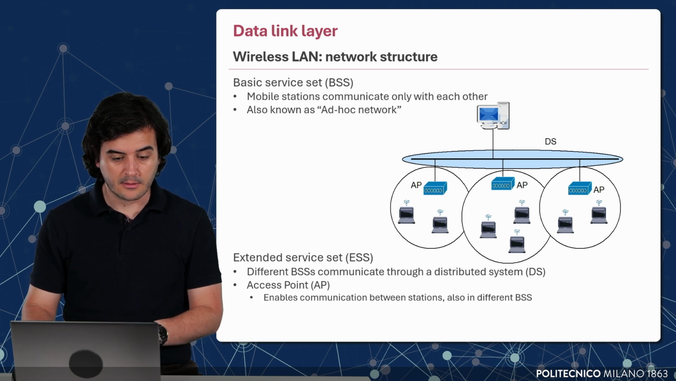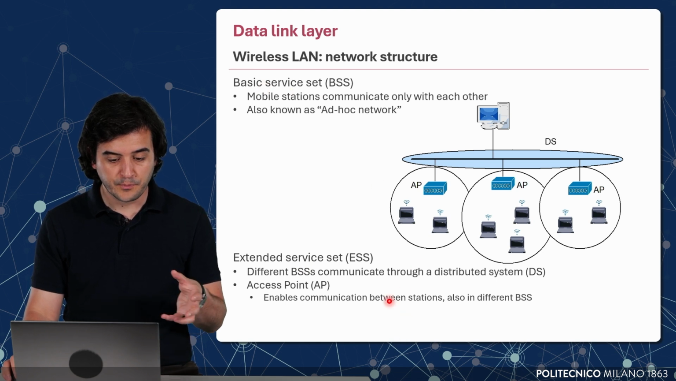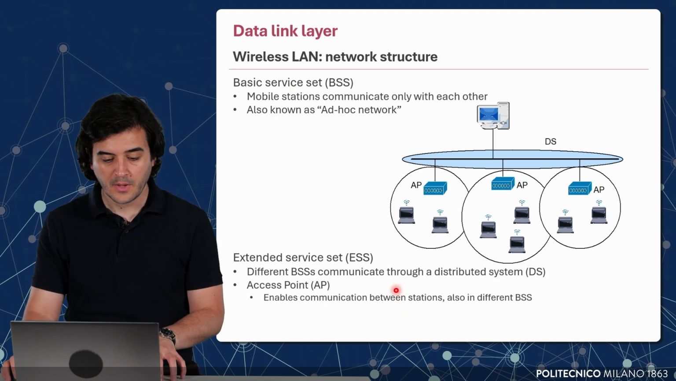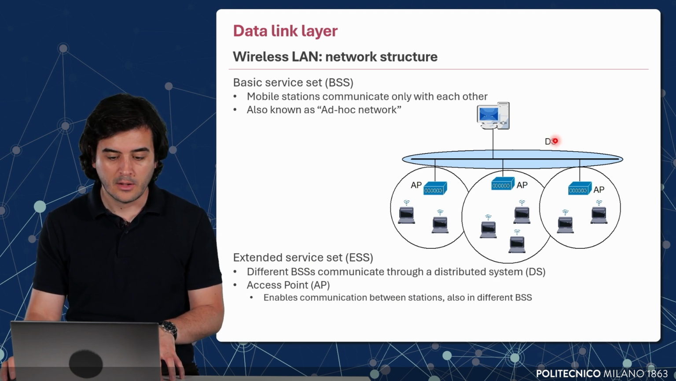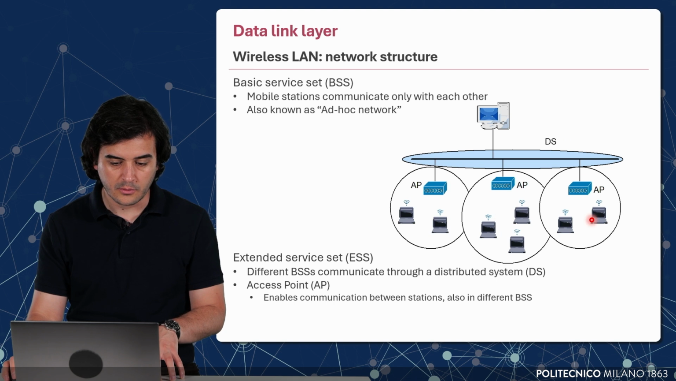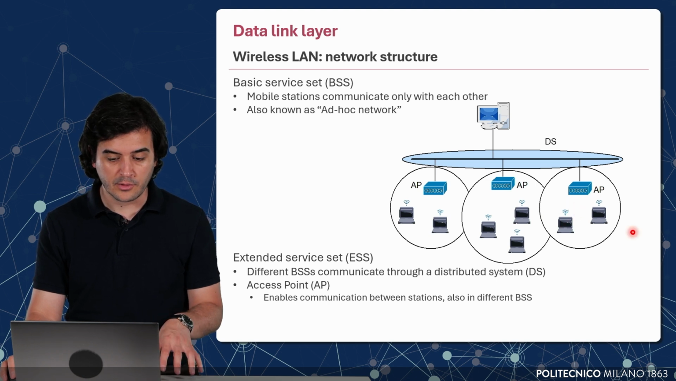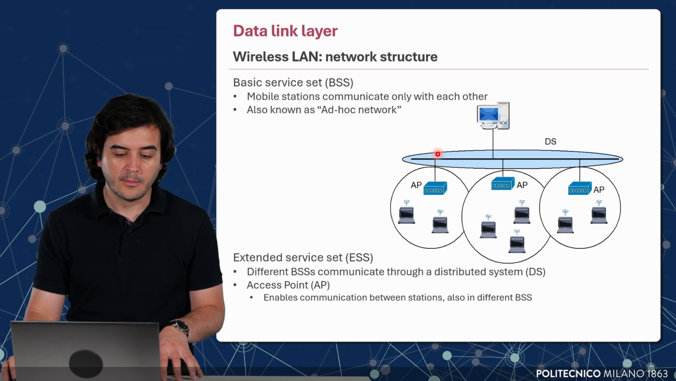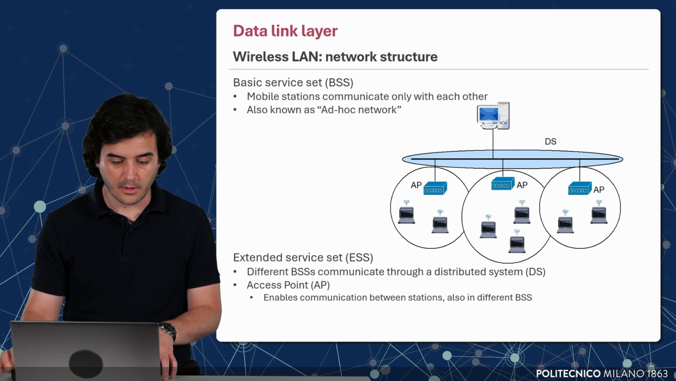The extended service set implies that different of these basic service sets are connected to one another through a distributed system. Distributed system, denoted as DS here, is basically showing that there are 1, 2, and 3 basic service sets that can also communicate with one another. They can send information from one side to the other through its corresponding access point, and might use also a different means of communication. In this case, they can use a wired communication to connect with one another.